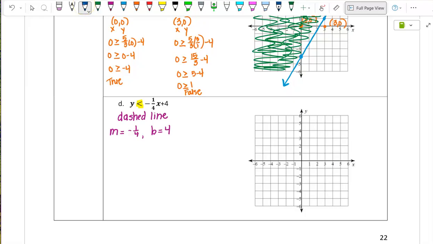So again, I start there so that I can get my line graphed. Start at my y-intercept of plus 4. My slope of negative 1/4 tells me to go down 1 and 4 to the right. And again, I can go back to my y-intercept and go up 1 and 4 to the left. And again, I need to make sure that I'm making it very clear that this is a dashed line. So making sure that I do have that space between, that it's very clear.